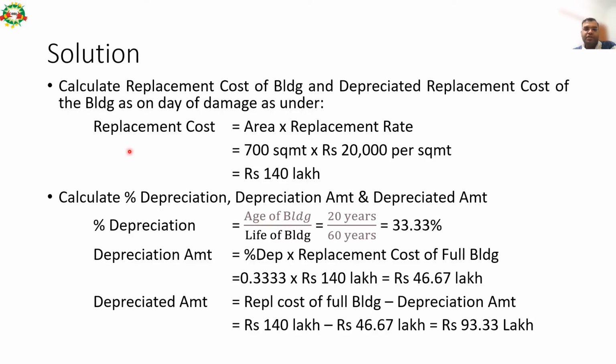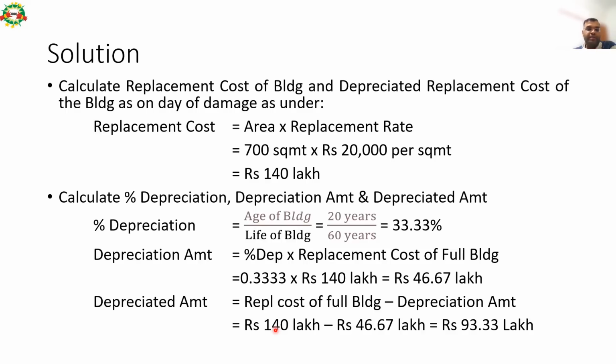So replacement cost new of the building is the area of the building, which is 700 square meter and given in the question, multiplied by the replacement rate, which is 20,000 rupees per square meter, also given in the question. So total replacement cost new of the full building is 140 lakhs.